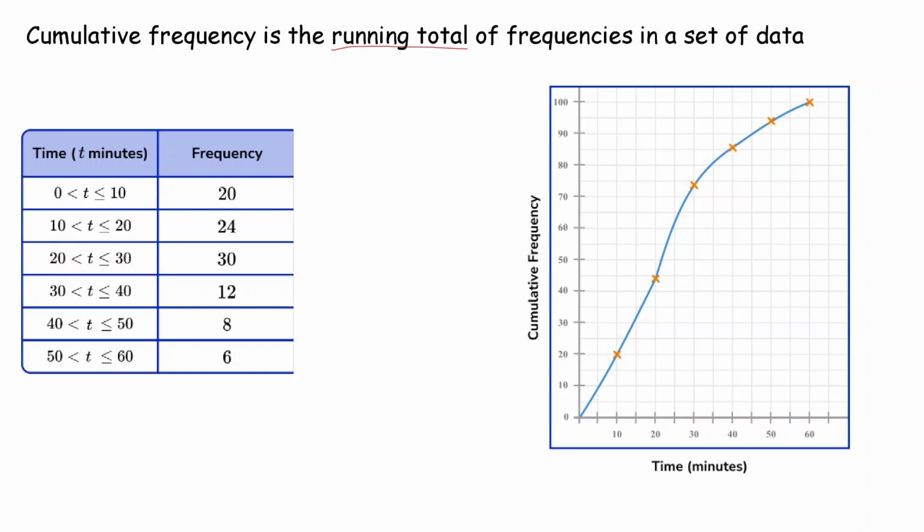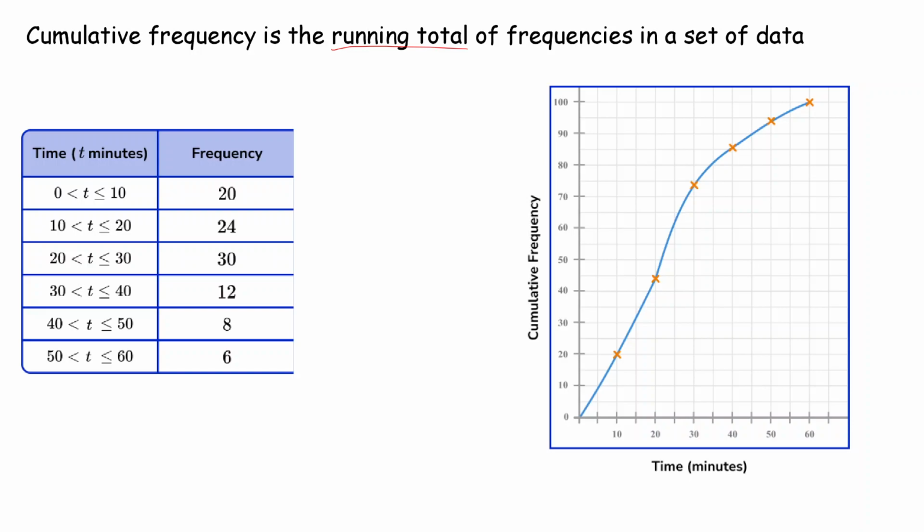So we can see here we've got a data set, we've got some time in minutes for some varying values. So between 0 and 10 minutes, there are 20 people. Between 10 and 20 minutes, there are 24 people. 20 and 30, 30, so on and so forth. So frequency, remember, just means how many.